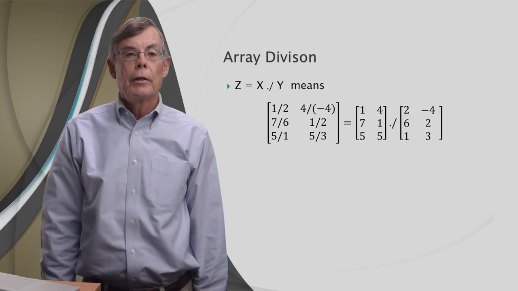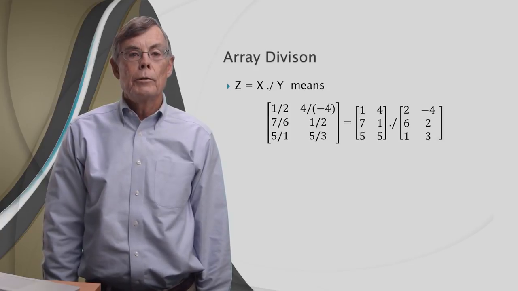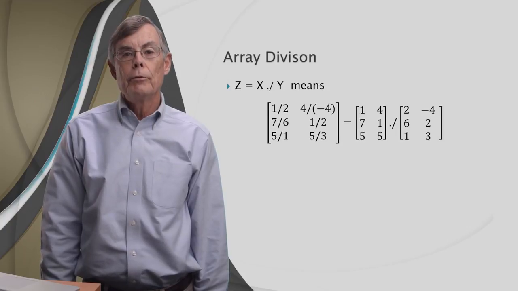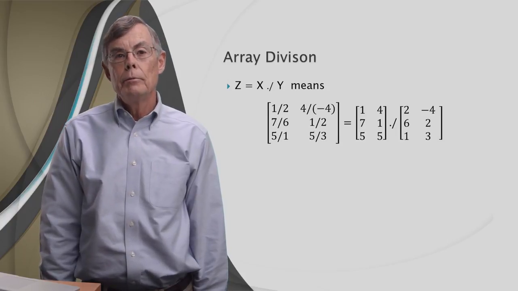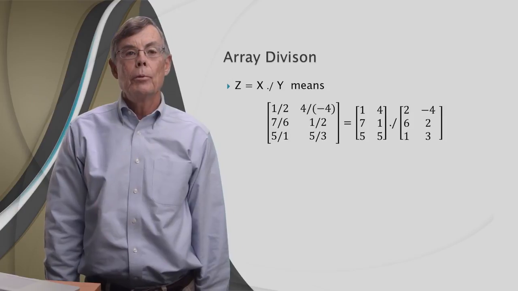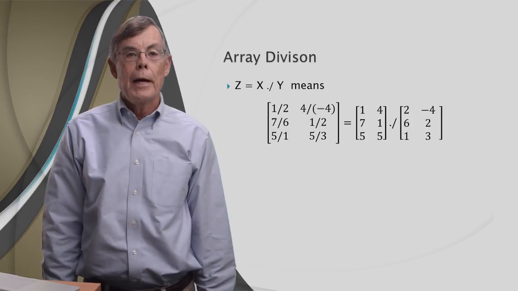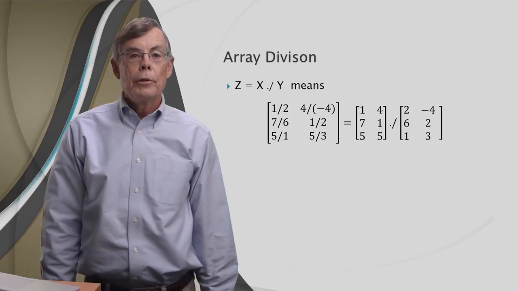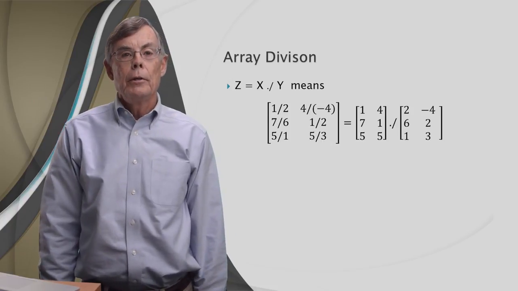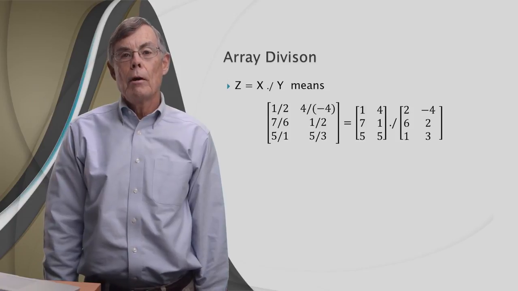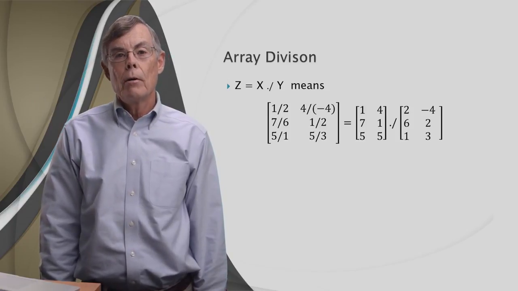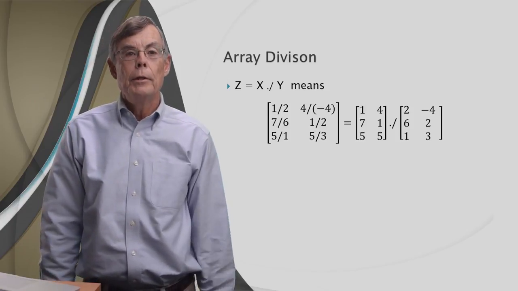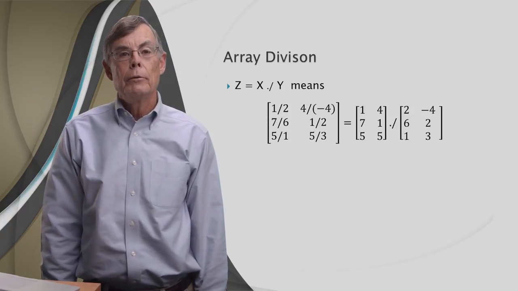Let's look at the first element on the top row. We see 1 slash 2. Over on the right, we see a 1 and a 2 in those positions. So 1 divided by 2 equals 1 over 2, and that's what we get for z. Of course, Matlab will carry that out and give you 0.5. Every single one of the elements in z is equal to the corresponding element in x divided by the corresponding element in y. And that's what dot slash y means.